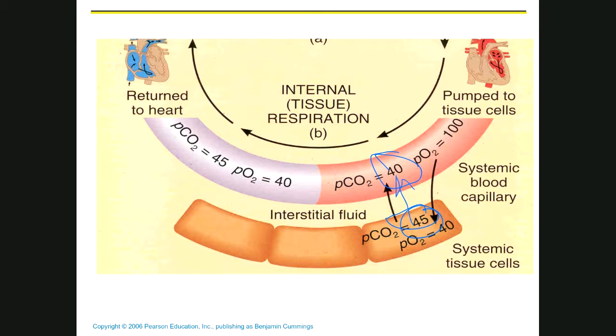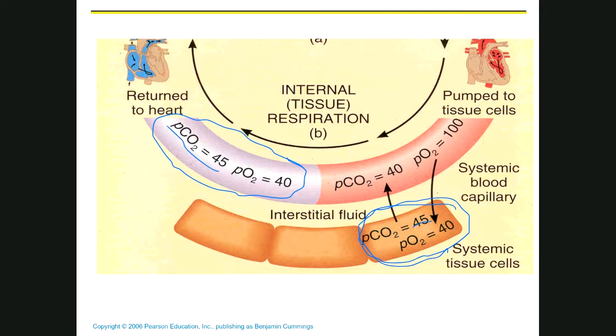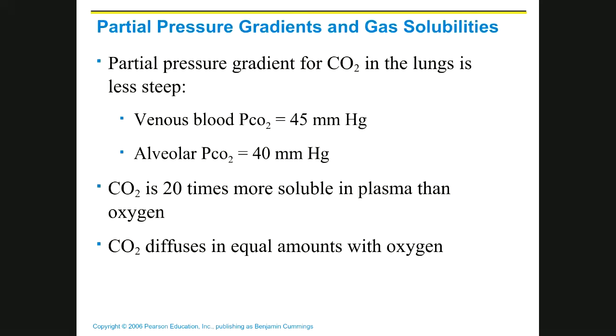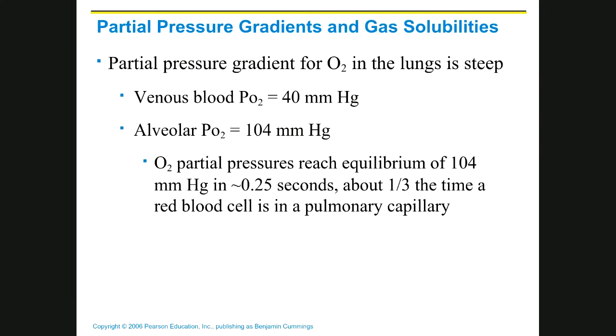And by the time the blood leaves the capillary, it looks very, very similar to what we saw in the tissues. So look, partial pressure of carbon dioxide 45, just like here. Partial pressure of oxygen 40, just like here. And then that blood is going to go back to the heart, to the right side of the heart. And then we're going to go to the lungs. So we're going to pump back to the lungs. And we're going to get gas exchange again.